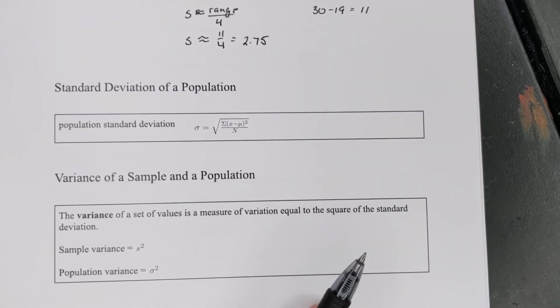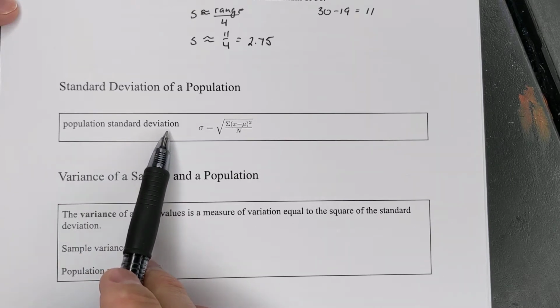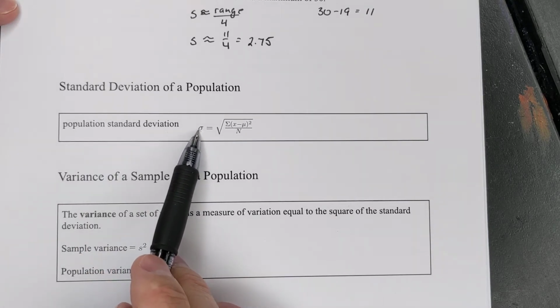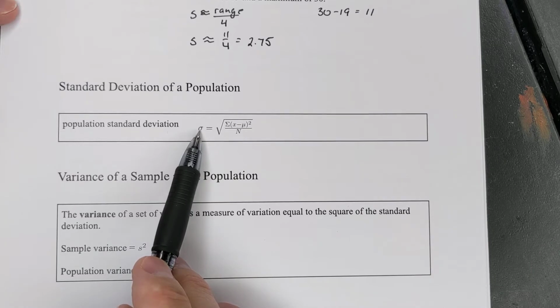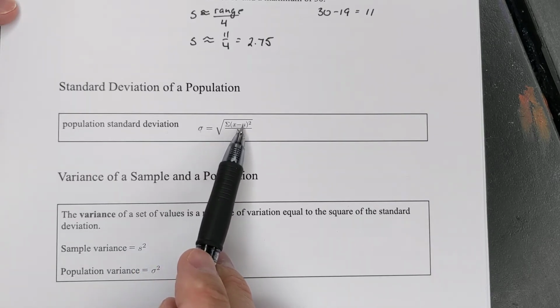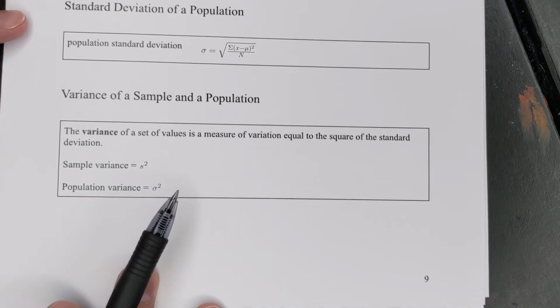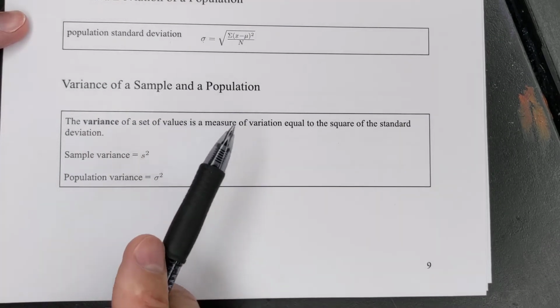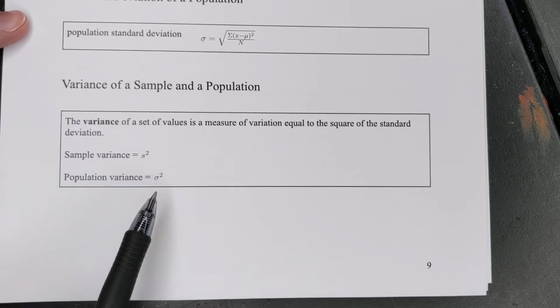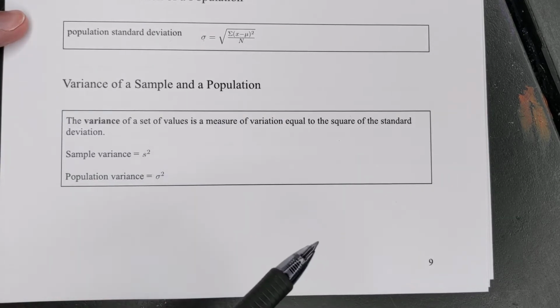Down here, we have the equation for if you're talking about a whole population, meaning you measured everyone. You're using sigma instead of s because Greek letters are for populations. The measurement minus the mean is for a population. The top is the same, but the bottom is the total number of measurements you've made. At the very bottom here, we've got the variance. The variance is just the standard deviation squared. For a sample, it's s squared. For a population, it's sigma squared.